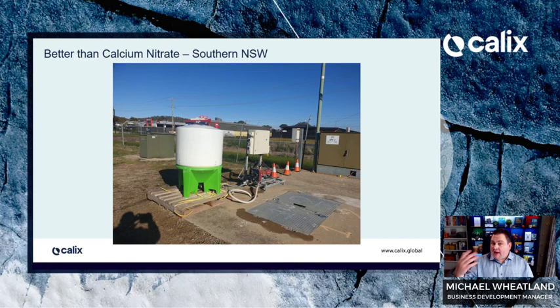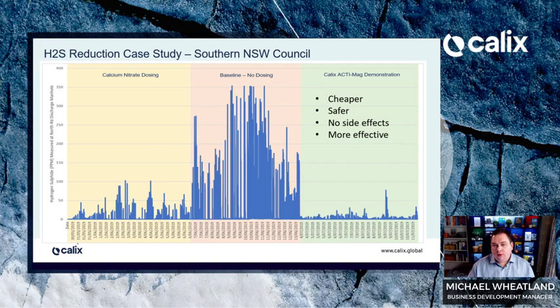Another case study that I'd like to share with you is around our replacement of calcium nitrate. So calcium nitrate is another method that some people use for odor control in these systems. Again, we came in and we dropped in a temporary unit, just to do the testing on the network, which we can do for anyone. We've got these temporary dosing units that we can deploy very quickly to test things out on your network.